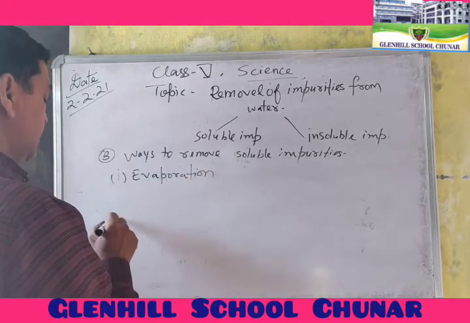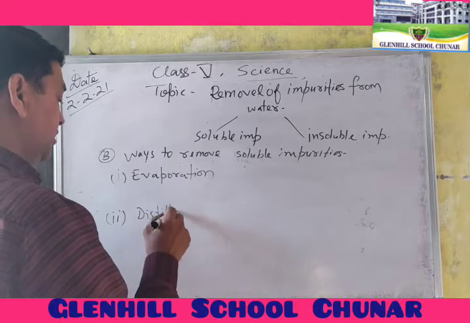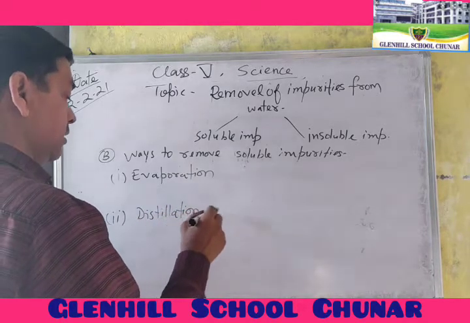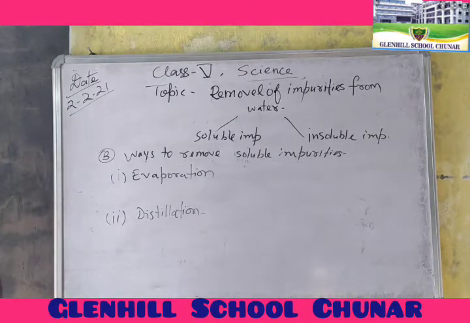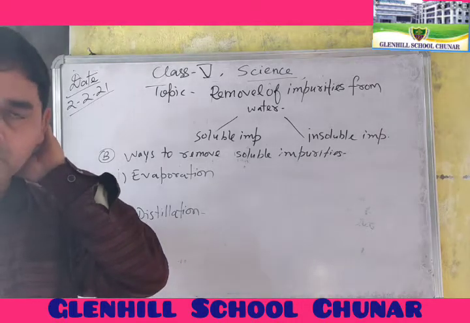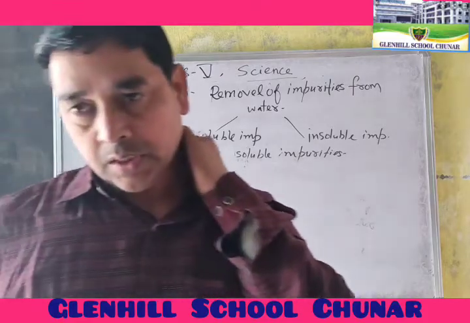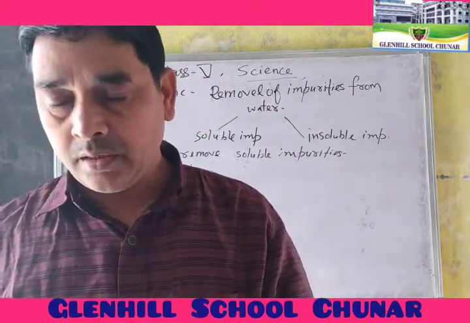And second, that is called the distillation method. There are two methods: evaporation and distillation. The impure water is taken in a flask and heated. On heating, water is converted into water vapor, which is collected in another container.